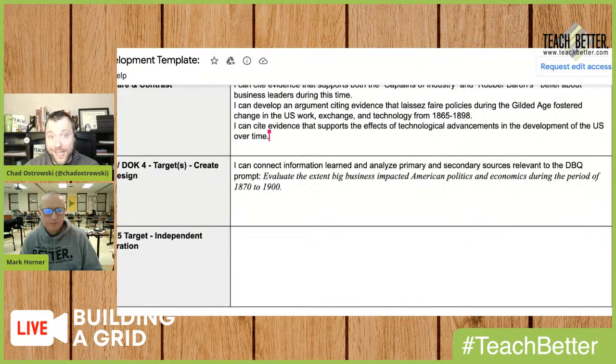They don't need to. They could stop here and we could be happy. We could go to sleep at night. We could be happy because they've met the standard they need to. Mm-hmm. So now you're using some DBQ prompts, which I love.